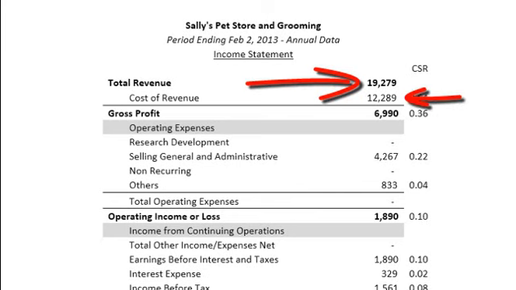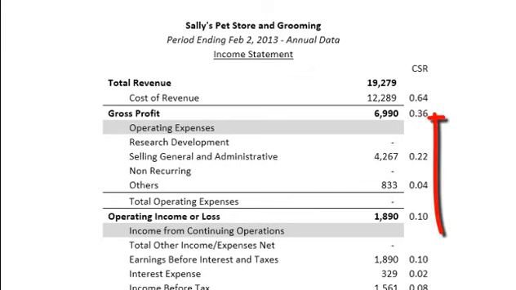Next on the list is cost of revenue, and that's your cost of goods sold, or what it cost for you to create the items that you have sold. That gives you your gross profit, or your gross margin, it's sometimes called. It's considered gross because there are certain expenses that haven't been deducted from it yet, so it's not the full amount of money.